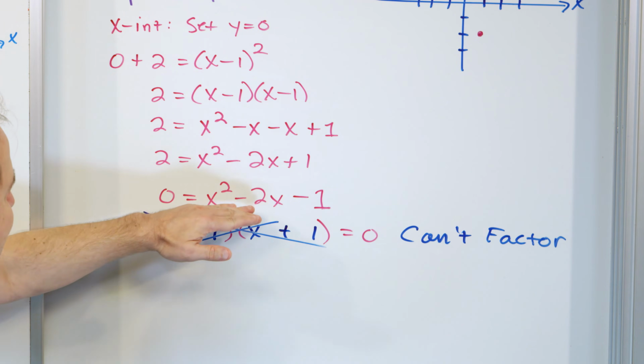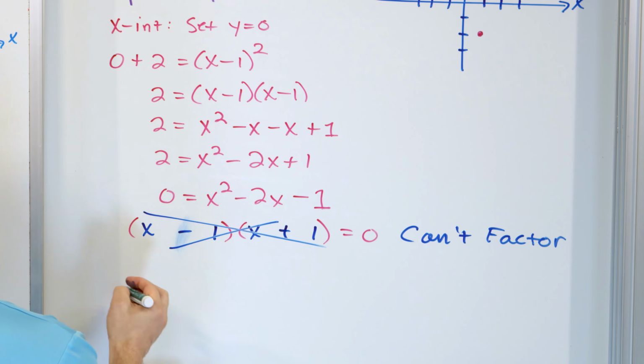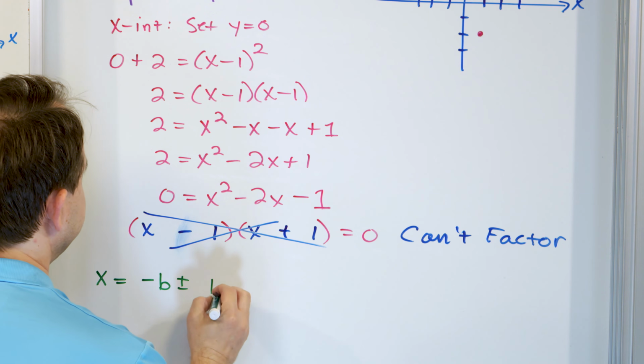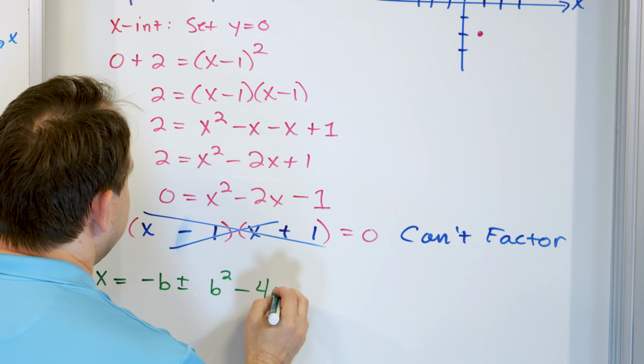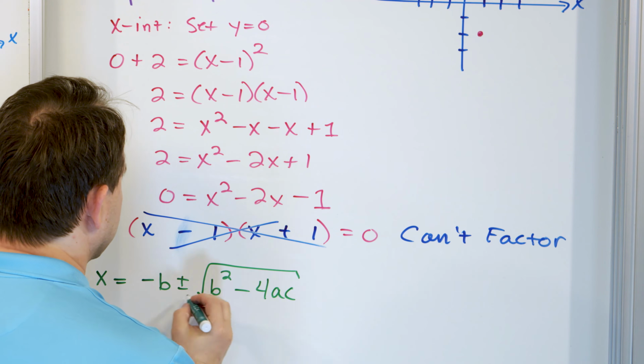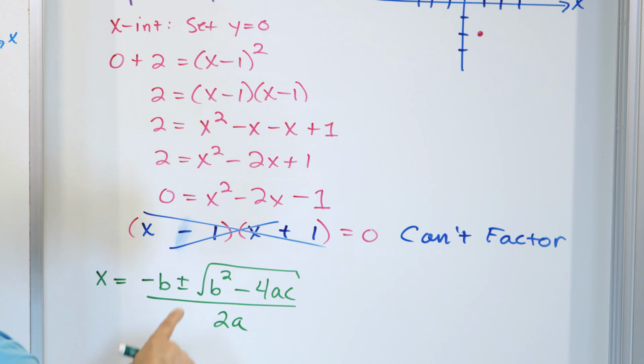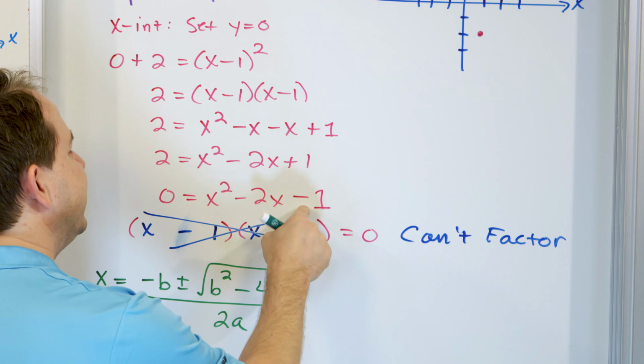So now I have to get the x values by the quadratic formula, which, remember, is negative b plus or minus the square root of b squared minus 4 times a times c, all of that under a radical, and then over 2 times a. That's the quadratic formula. A is 1, b is negative 2, c is negative 1.